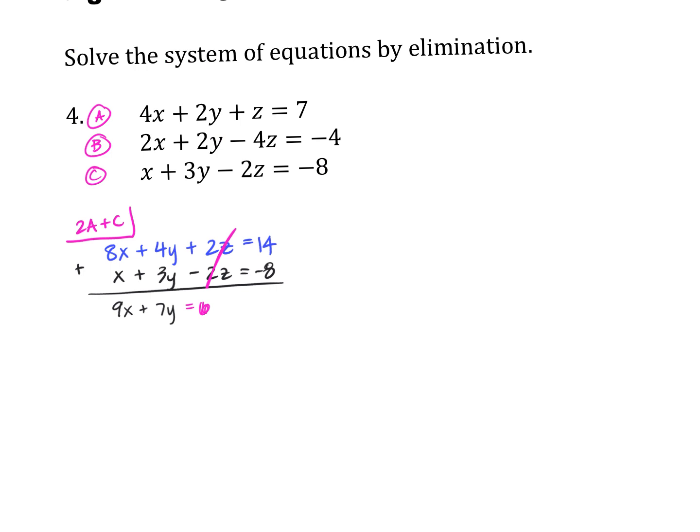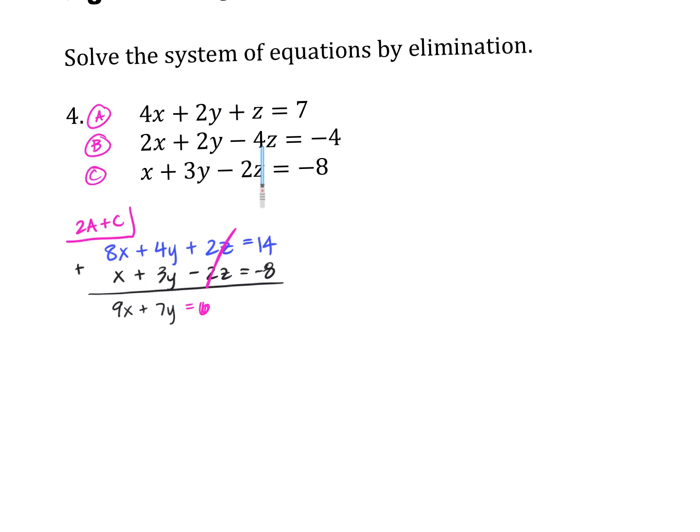Beck had us get rid of Z's. You want to get rid of Z's again. We have involved A and C. Which equation do we need to involve? We got to involve B. Do I care if you use B and A or B and C? Don't care at all. You just want to get rid of the Z's. Would you rather use B and A or B and C?